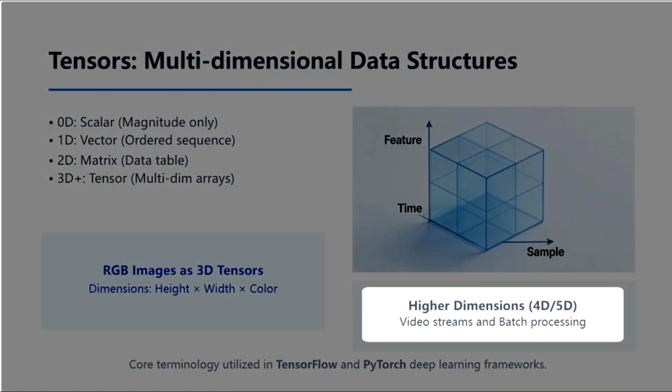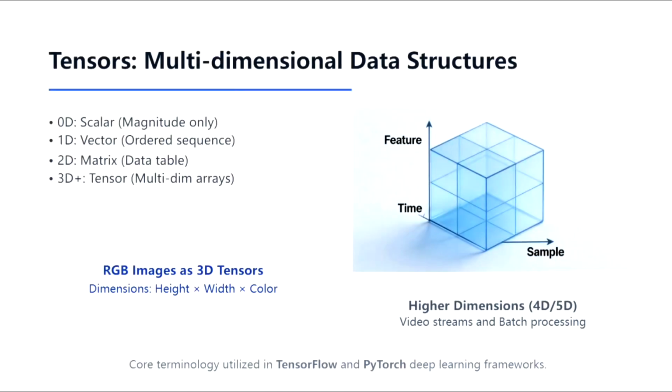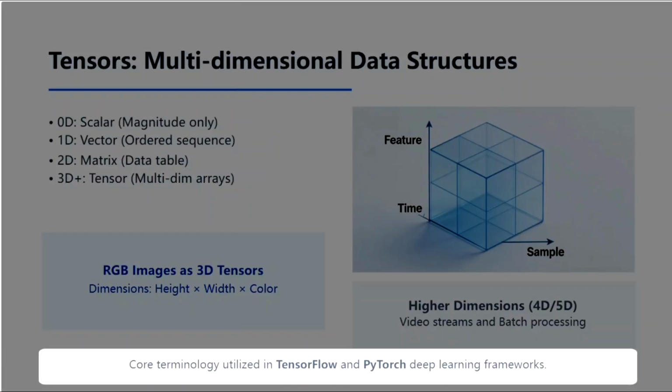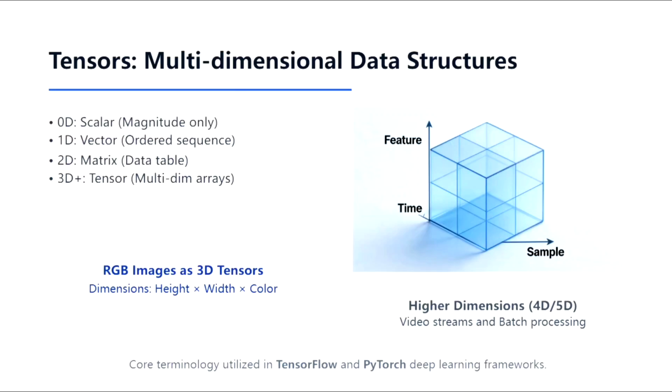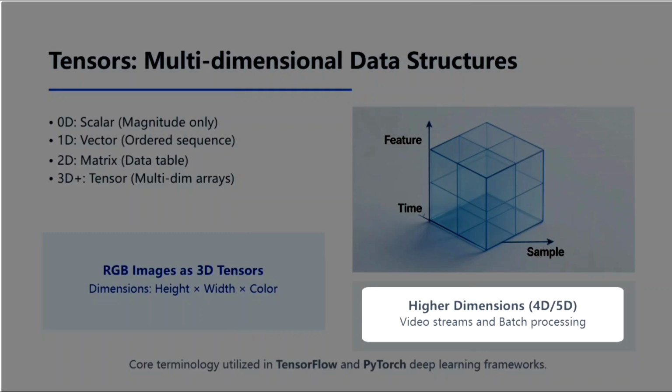It scales even further. If we add a time dimension, like a sequence of frames in a video, we hit 4D. And when we train models using batches of multiple videos simultaneously, we are manipulating 5D tensors. The logic of linear algebra we've studied remains the same, just across more axes. This is exactly why frameworks like TensorFlow and PyTorch are named the way they are. They are designed to manage the flow of these complex data structures through neural networks efficiently. Understanding this hierarchy is key to our upcoming project.